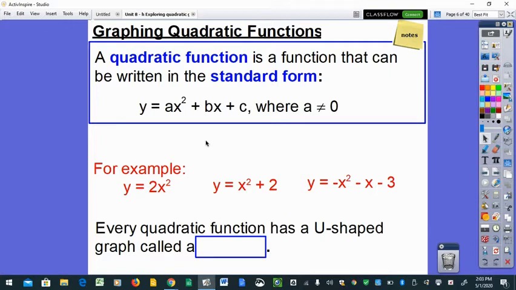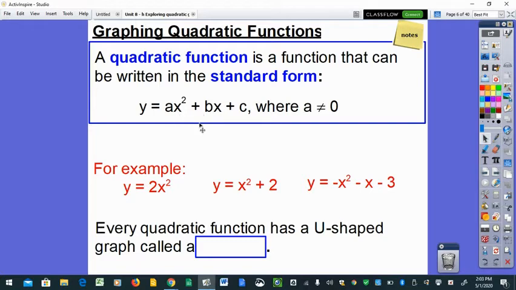Because if a equaled 0, this term would become 0, and you'd have a linear function because the x squared term would be taken out. When you look at the ax squared plus bx plus c, that looks familiar from the first part of the unit when we were talking about factoring. So I promise you, in a couple of days, we're going to finally figure out why we had to do factoring. It's part of a quadratic function.